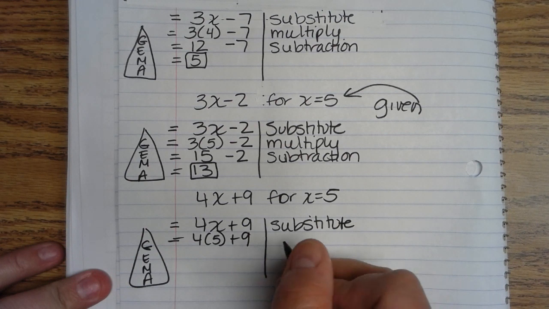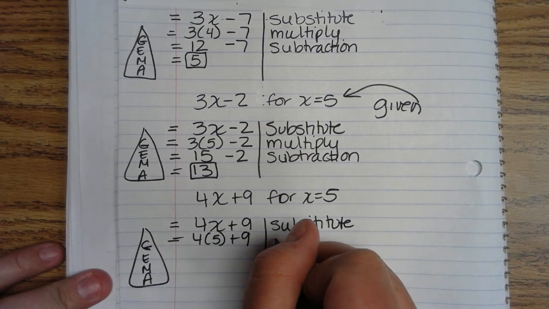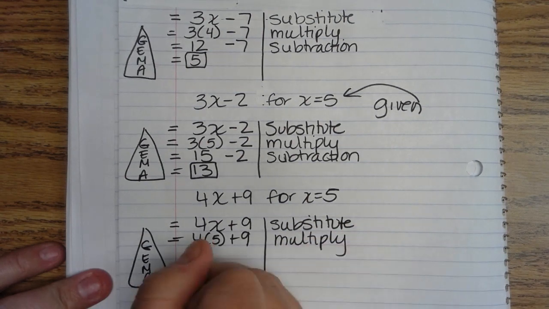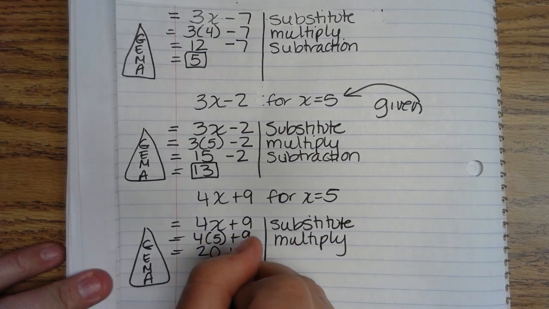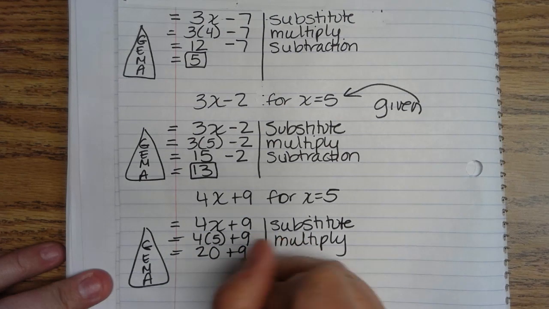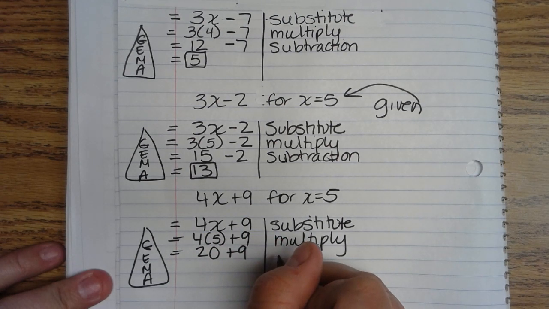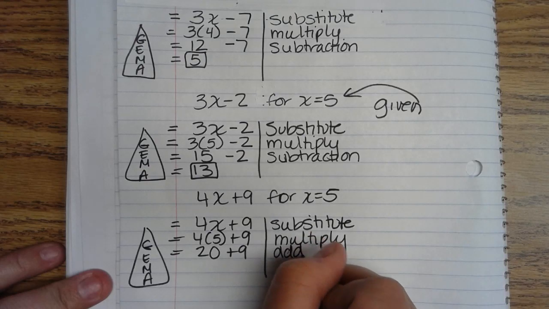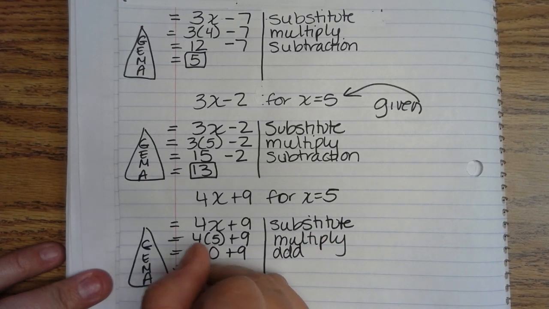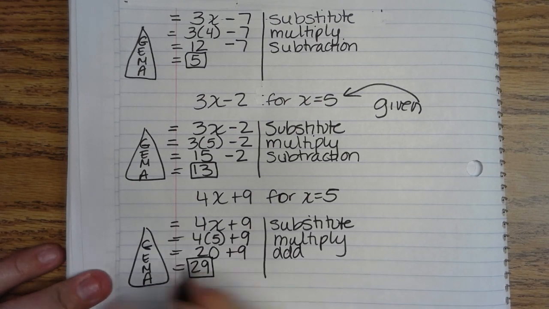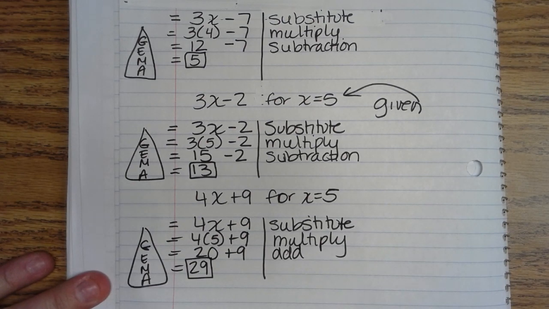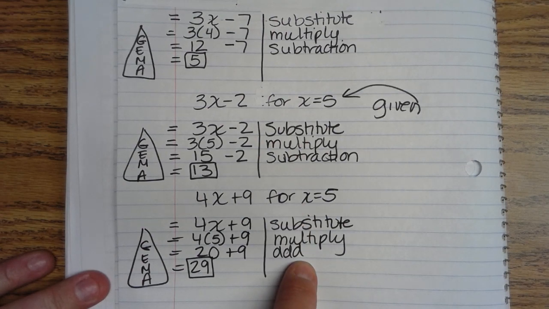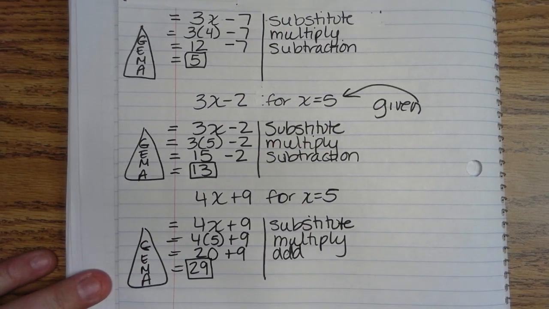There's no groups, there's no exponents. We're going to do our multiplicative operations. In this case, it's multiply. 4 times 5 is 20 plus 9. Now it's our additive operations, and in this case, we're actually going to add. So we're going to add it. And 20 plus 9 is 29. Looking at the structure, seeing how I'm lining everything up, I'm explaining in words what my operation is that I'm using every single time.